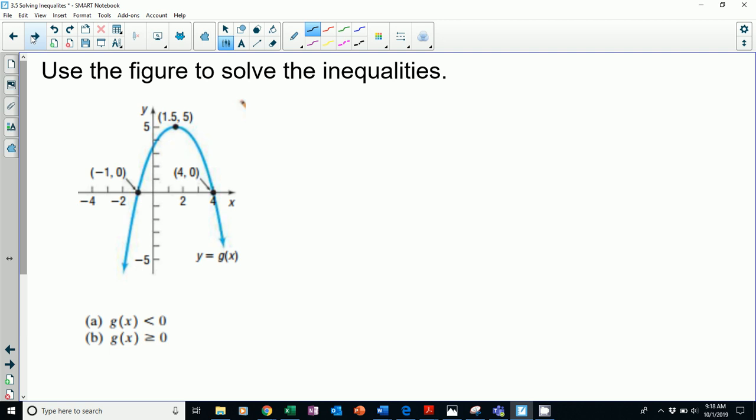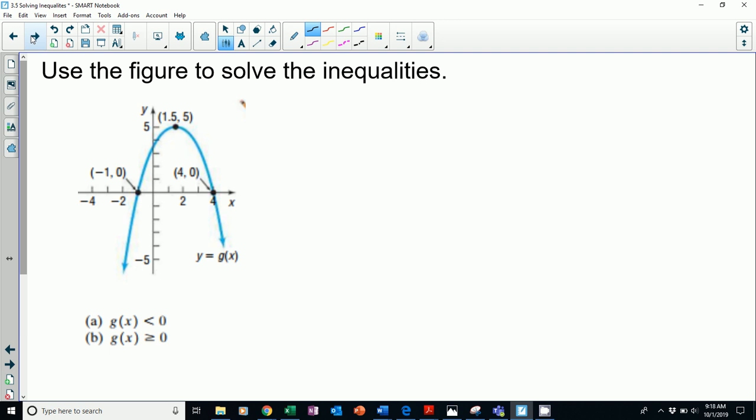And remember, we're only looking at the x values, so the y values just tell what we'll talk about in a second. So we're only looking at the x-axis to determine these intervals.